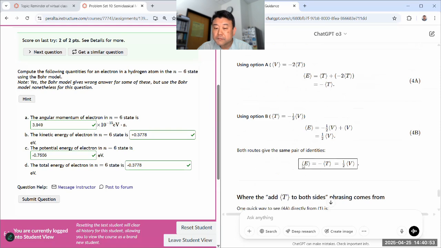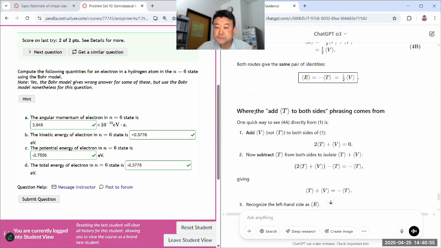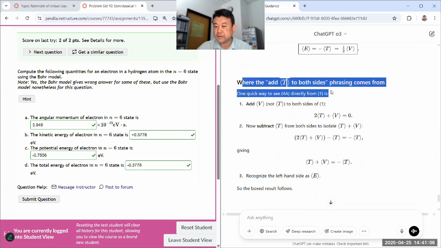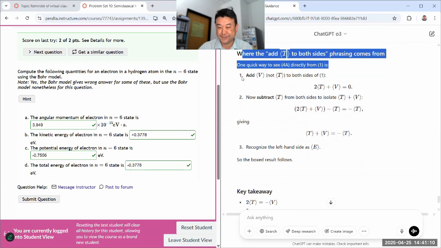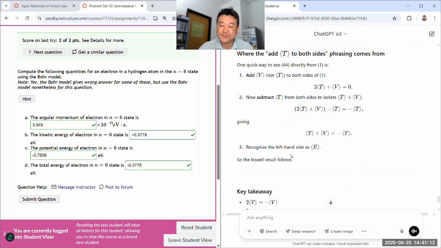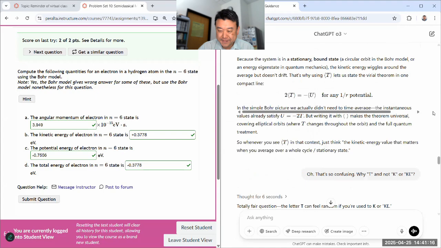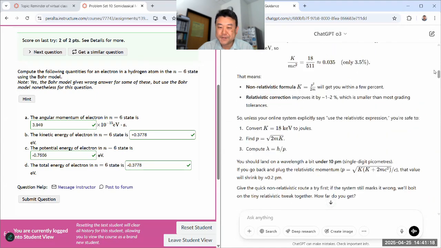Yeah, these identities. Yeah, add V, not T. So that phrasing is just wrong. You can see it here, and as you read through, you can see, all right, that's not the operation that you were talking about. But let's not be difficult and argue with ChatGPT.